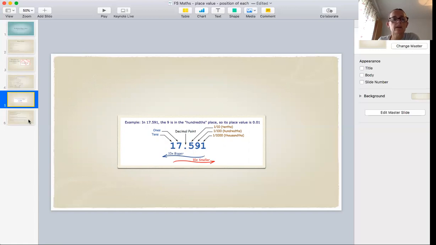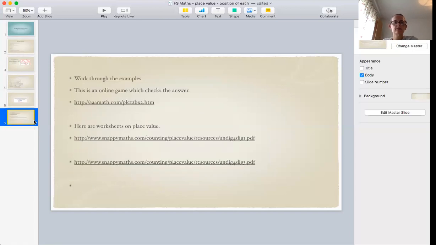So what I want you to do, there are some examples here. Now this first one is a game. I can't click on it apparently because Zoom won't go between the screens, and so you won't be able to see it. But this is actually an online one, and it checks the answer for you, and you put it in and it does it for you. And these are worksheets on place value. So you'll have them in a separate sheet, of course.